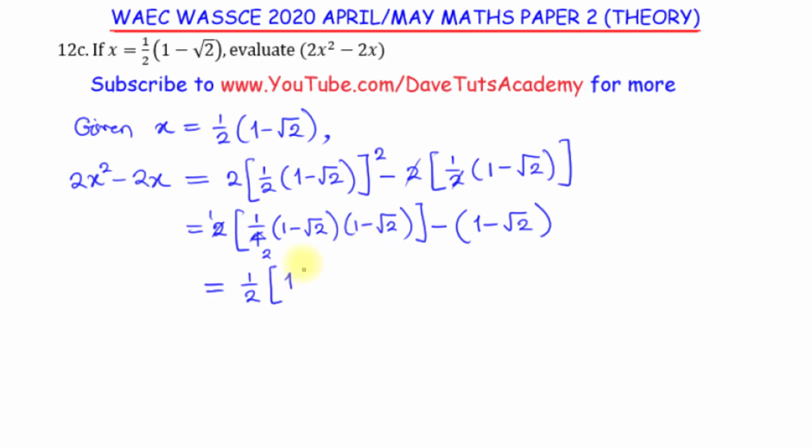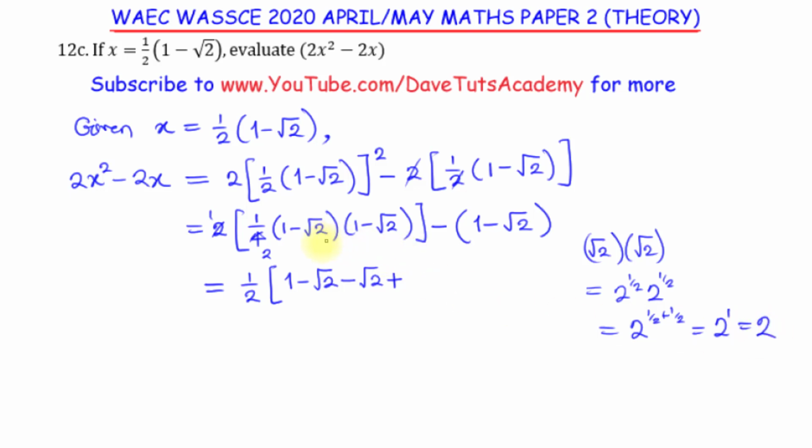1 times 1 is 1. 1 times minus root 2 is minus root 2. Minus root 2 times 1 is minus root 2. Then minus root 2 times minus root 2. First, we have two negative numbers. The product of two negative numbers will be a positive number. Then root 2 times root 2 is the same as 2 raised to power 1 over 2 times 2 raised to power 1 over 2. And by laws of indices, we take half plus half, and that is 2 raised to power 1. So this is 2, meaning that root 2 times root 2 is nothing but 2.